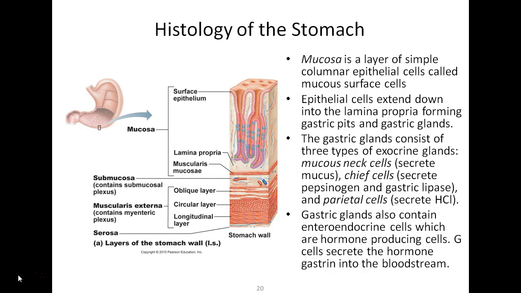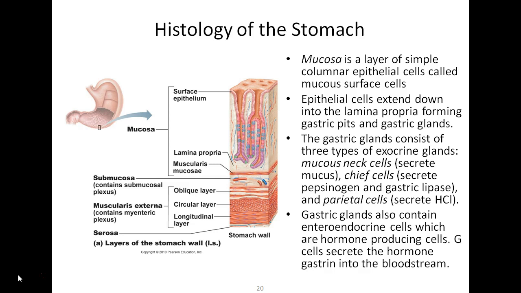Let's look closer at the mucosa layer of the stomach. This mucosa layer consists of simple columnar epithelial cells, and these epithelial cells extend down into the lamina propria. That creates what we call gastric pits and gastric glands. We're going to have 3 types of exocrine cells. We have mucus neck cells that secrete mucus, chief cells that secrete pepsinogen and gastric lipase, and parietal cells that secrete hydrochloric acid.